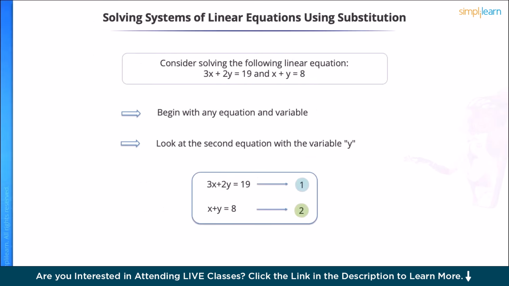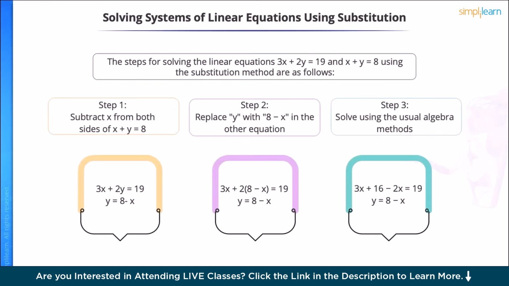Let's consider an example. Let's consider the equations 3x plus 2y equals 19 and x plus y equals 8. We could begin with any equation and variable. In this case, let's look at the second equation with variable y. We start by subtracting x from both sides of x plus y equals 8, and we end up getting y equals 8 minus x. The first equation still retains its form.